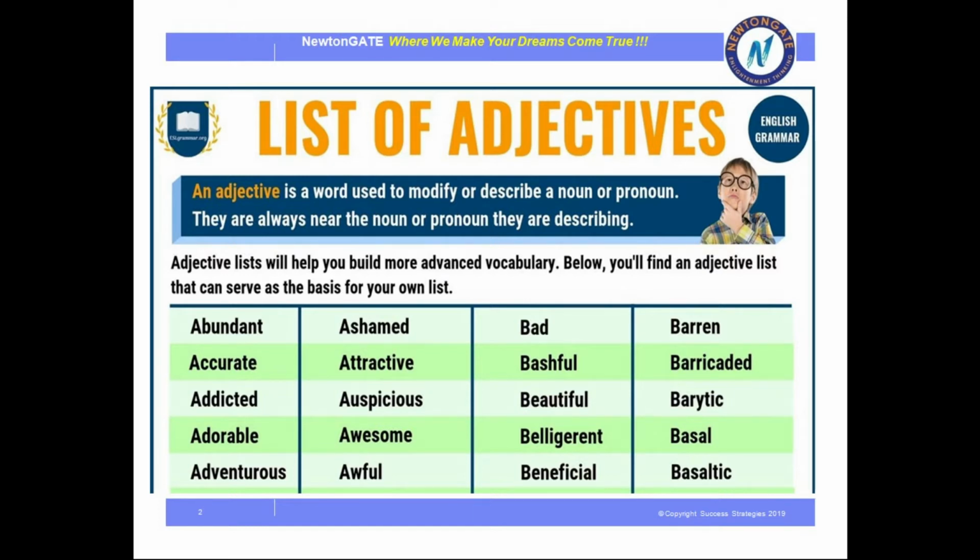Now, there are many lists in adjectives. I am giving you some examples. You will find many examples from here. Abundant, accurate, addicted, adorable, barren, bashful, beautiful. These all are examples of adjectives. You can describe something or someone. So it's a very interesting thing, right? You are telling someone she is beautiful, or you are telling someone he is very smart. That's a very nice thing.